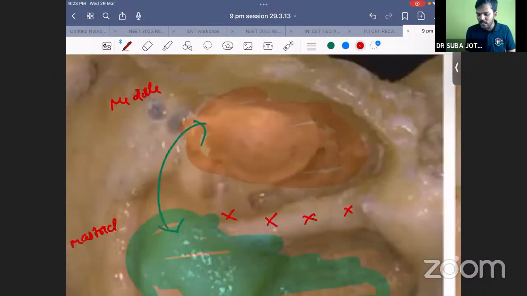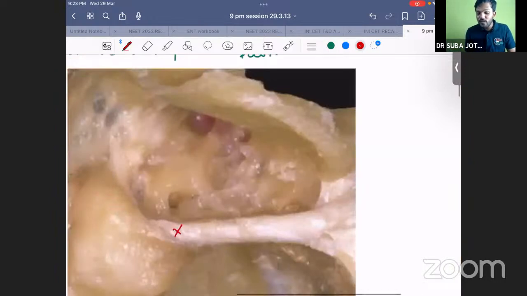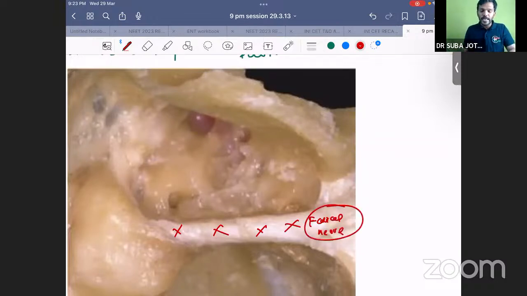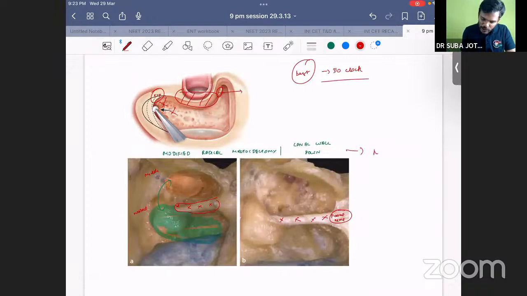That's why this is called the facial ridge. Okay, so you may think, sir, this is the canal wall. No, this is not the canal wall. This is the facial nerve. The canal wall is sacrificed till the level of the facial nerve, not beyond that. This is a typical case of modified radical mastoidectomy. Here, no hearing reconstruction. Here, hearing reconstruction. Here the disease clearance is the main motto. Here, disease clearance plus hearing reconstruction.